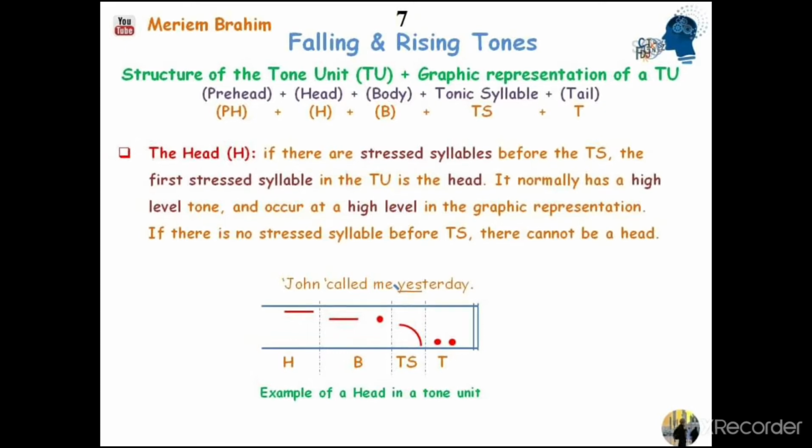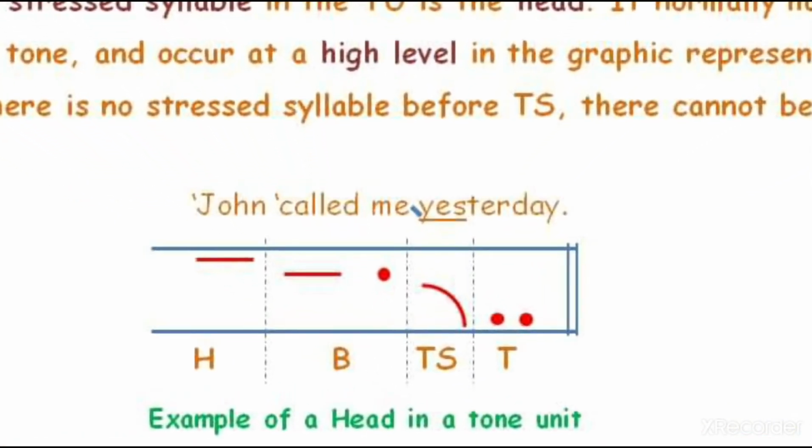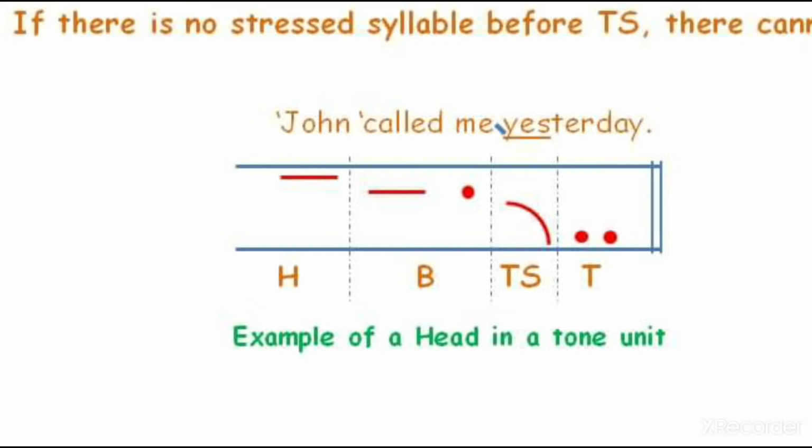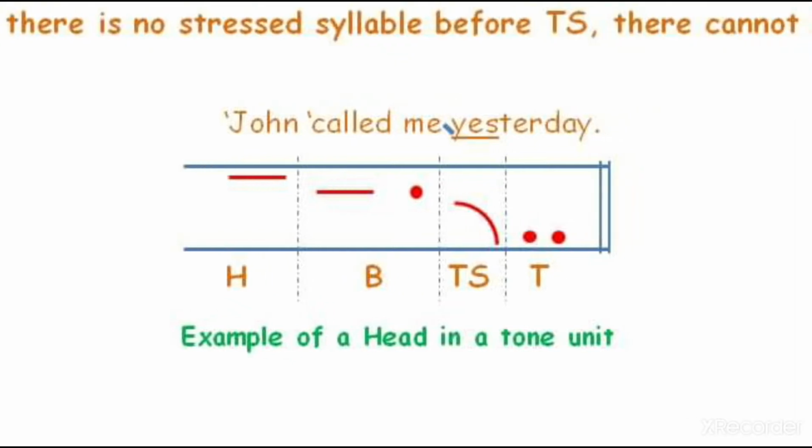Look at this graphic representation of an utterance, or of a tone unit. The sentence is, John called me yesterday. The TS is on the last lexical word, which is yesterday, on the last stressed syllable, yes, because it is a neutral statement. So the first stressed syllable is John. So John here is the head, and it is represented by a long dash at a high level.